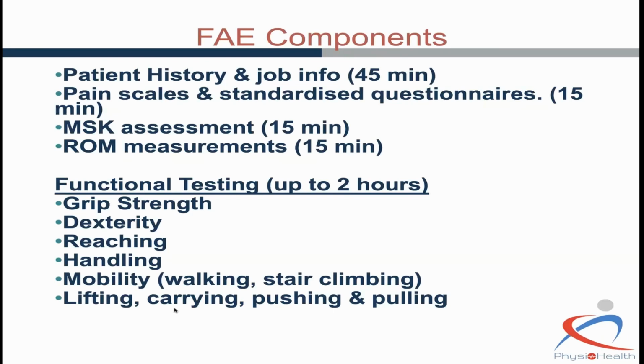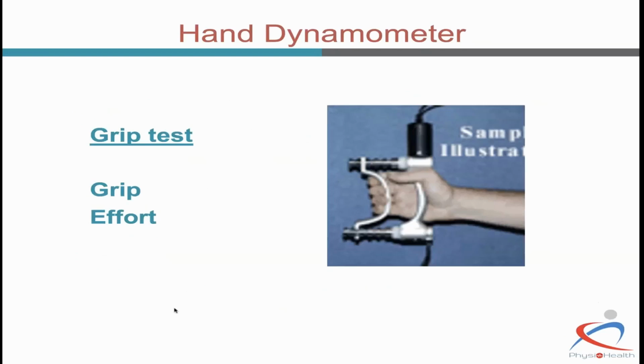We do an MSK assessment using the goniometer and inclinometer. A goniometer is what Nathan showed you earlier for range of motion. And then we do all the functional testing. So I'll take you through that for those of you who have not seen some of the steps of an FAE or the testing. So the grip test measures two things.